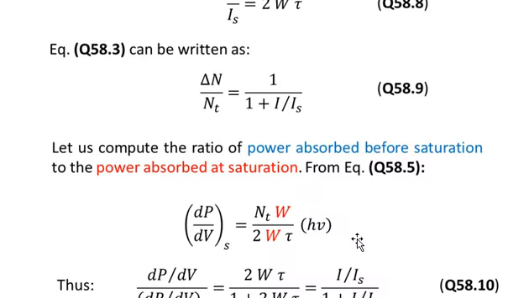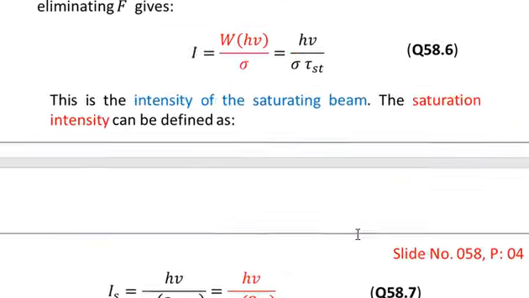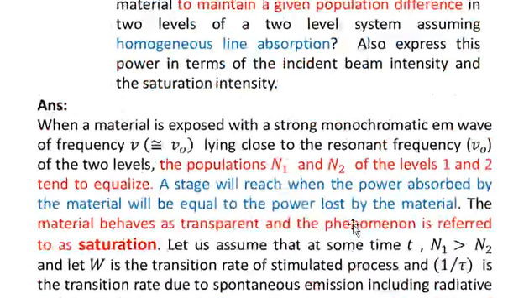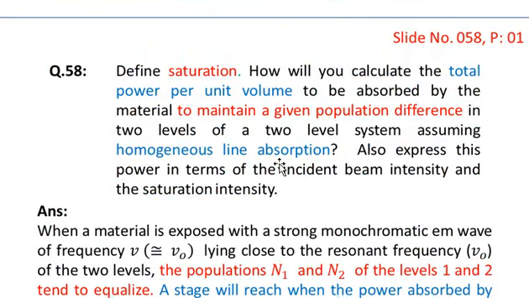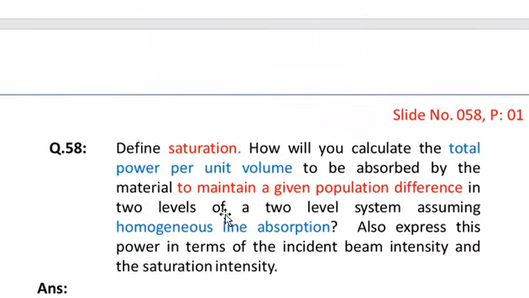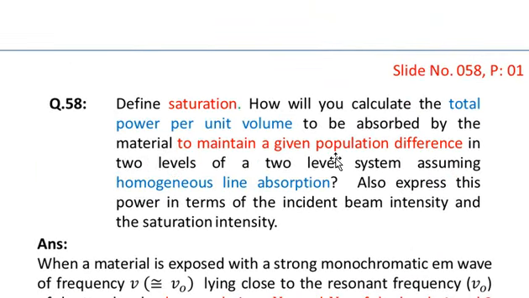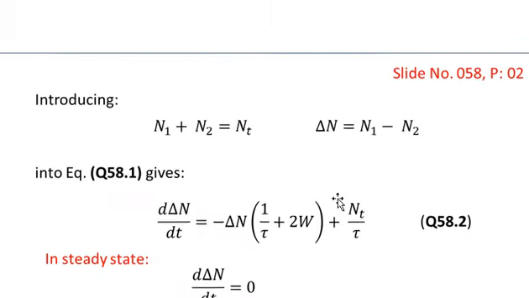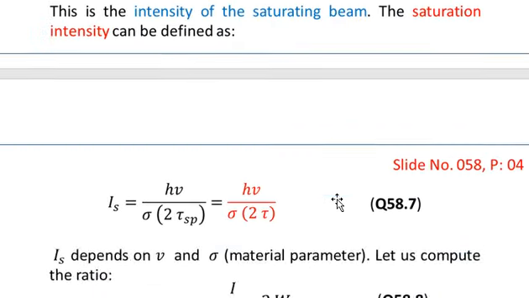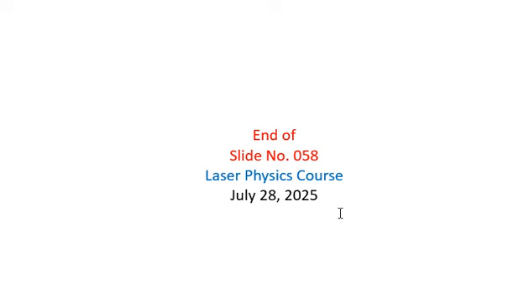So we have answered all the questions asked here. We have also expressed the powers in terms of the incident beam intensity and the saturation intensity. We have also defined the saturation, and the condition under which the population difference, that is N1 minus N2, can be kept constant or maintained. So this is the end of slide number 58.